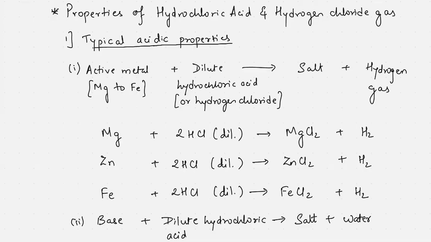So most acids will show all of these properties. That is, when they react with a base, they will form salt and water. When they react with carbonates or bicarbonates, they form salt, water, carbon dioxide. When they react with sulfite, bisulfite, they form salt, water, sulfur dioxide. When they react with sulfides, they form salt and H2S. So that's the property of almost all typical acids.